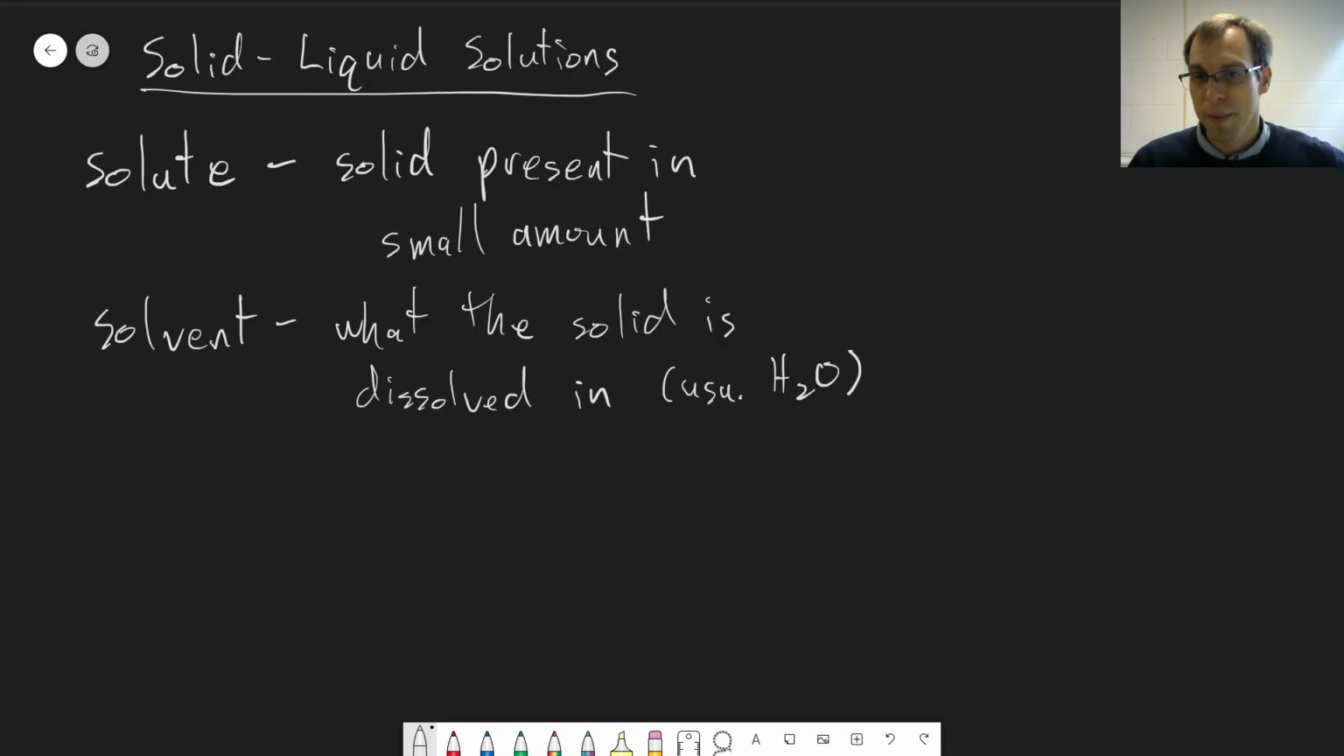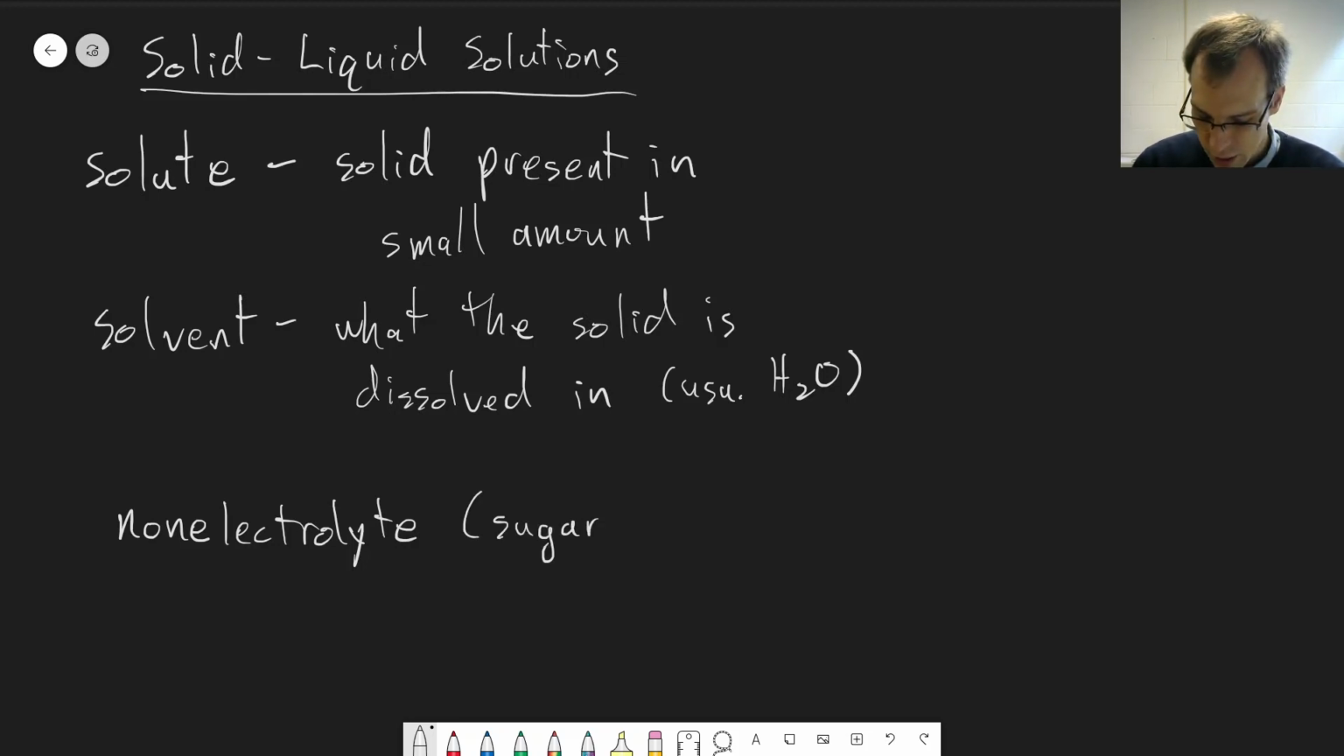So there are two different types of solutes that we can look at, sort of two broad classes. One type is non-electrolytes. So these are things that do not dissociate when they are dissolved in water, so non-ionic substances, things like sugars or any other thing that's not ionic that dissolves. So it doesn't produce ions when it dissolves, and then we have electrolytes.